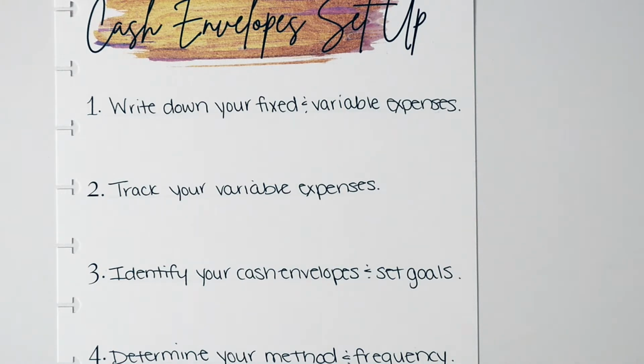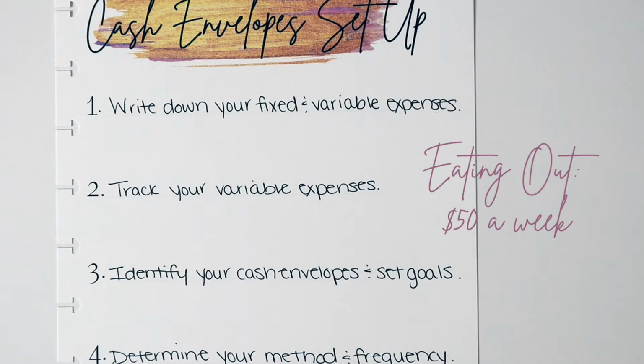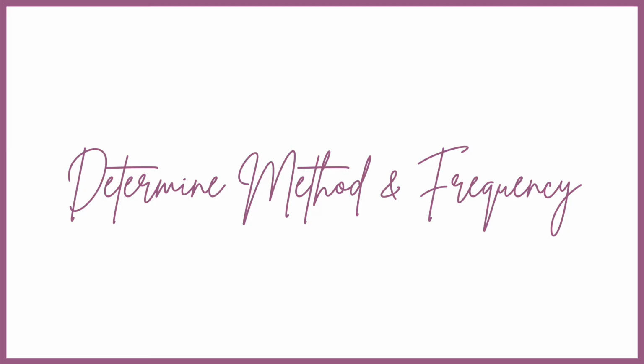Another area that we have set for our cash envelopes is eating out. We really only want to be spending about $50 a week getting grab and go food or ordering out because we have gone over budget in other months. The next step that we took to create our cash envelope system was that we determined our method and frequency.